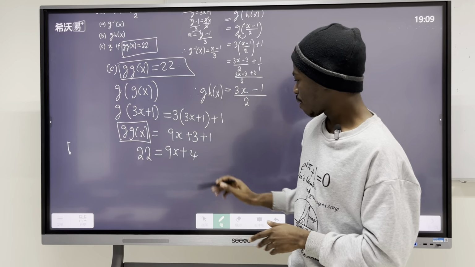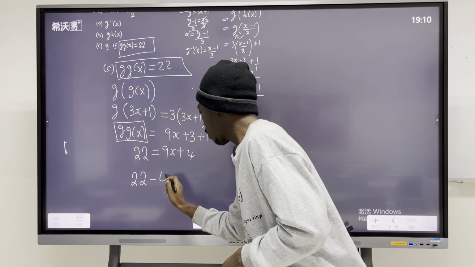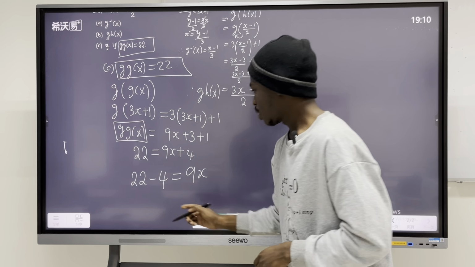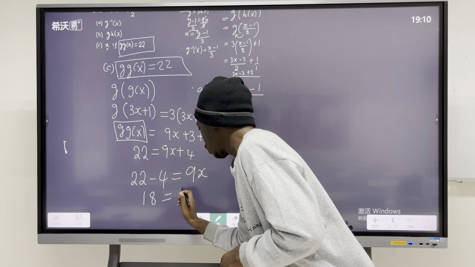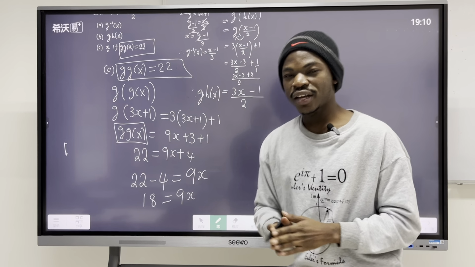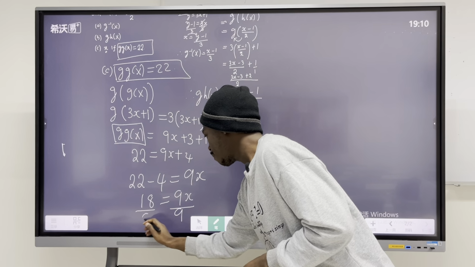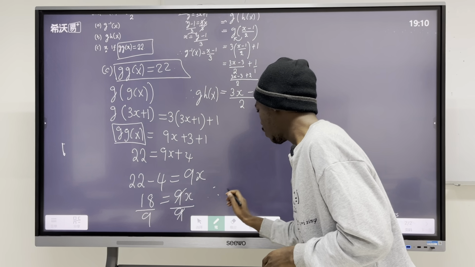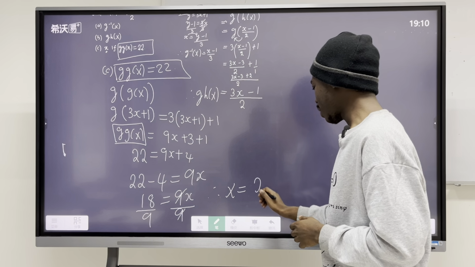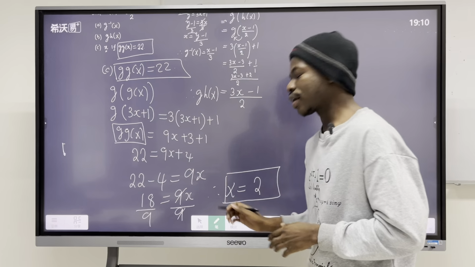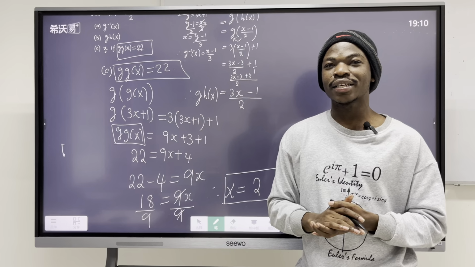So you can see that 4 can cross the equal sign. We're going to have 22 minus 4 equal to 9x. So 22 minus 4 is 18. So we're going to have 18 equal to 9x. To find the value of x, all we need to do here is divide throughout by 9. And therefore, our x value is equal to, how many 9s are in 18? We have a 2 there. So this is the answer to this question. And that's how we answer this question from 2023 internal examinations. Bye-bye.